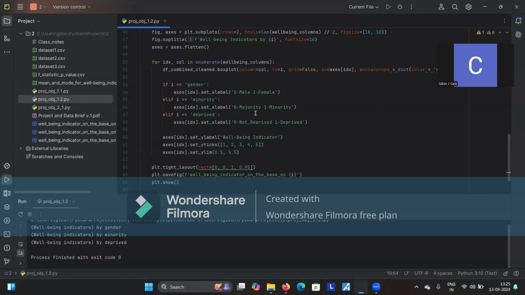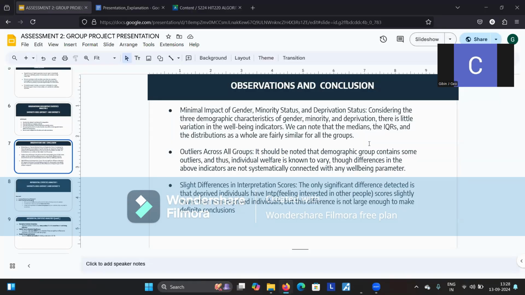Now, from this box plot, we can infer that there is minimal variation in the well-being indicators between the three demographic groups: deprivation status, gender, and minority status. So we can say that there is no clear distinction between the groups, and the median and the interquartile range are very similar across the demographic groups for all the well-being indicators, meaning that well-being is generally consistent regardless of the demographic factors. So we can conclude that demographic factors do not affect the well-being of the adolescents.